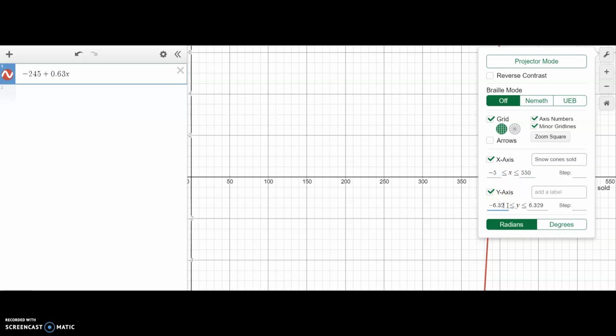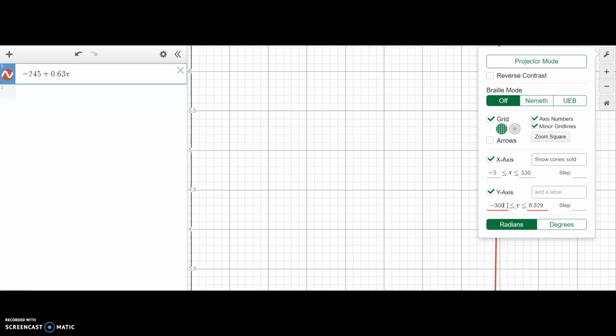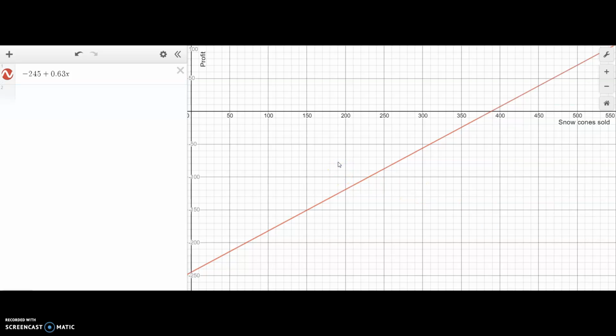And for the y-axis, it was, what did we say, negative 245. Again, let's do negative 300 just for a little bit of space. And the maximum was 70, so let's set that at 100. And so we'll call this profit. Okay. I have a problem here, don't I? Got 2 negatives. That's better. Okay.